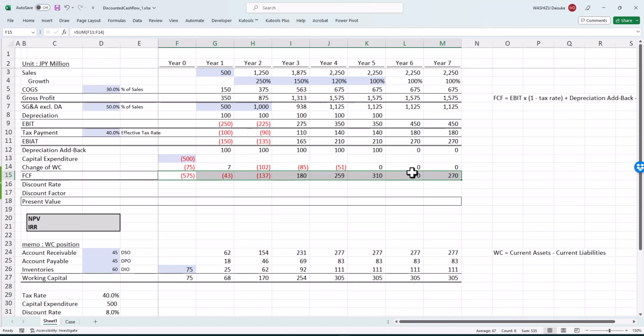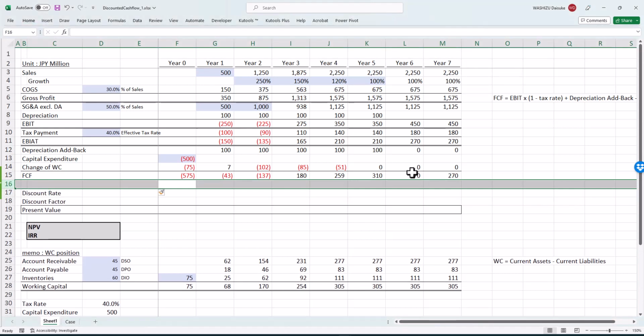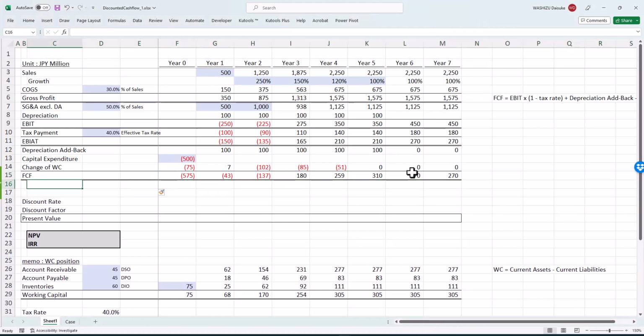However, one point for the DCF analysis. Usually, at the end of the projection, we will have a terminal value.